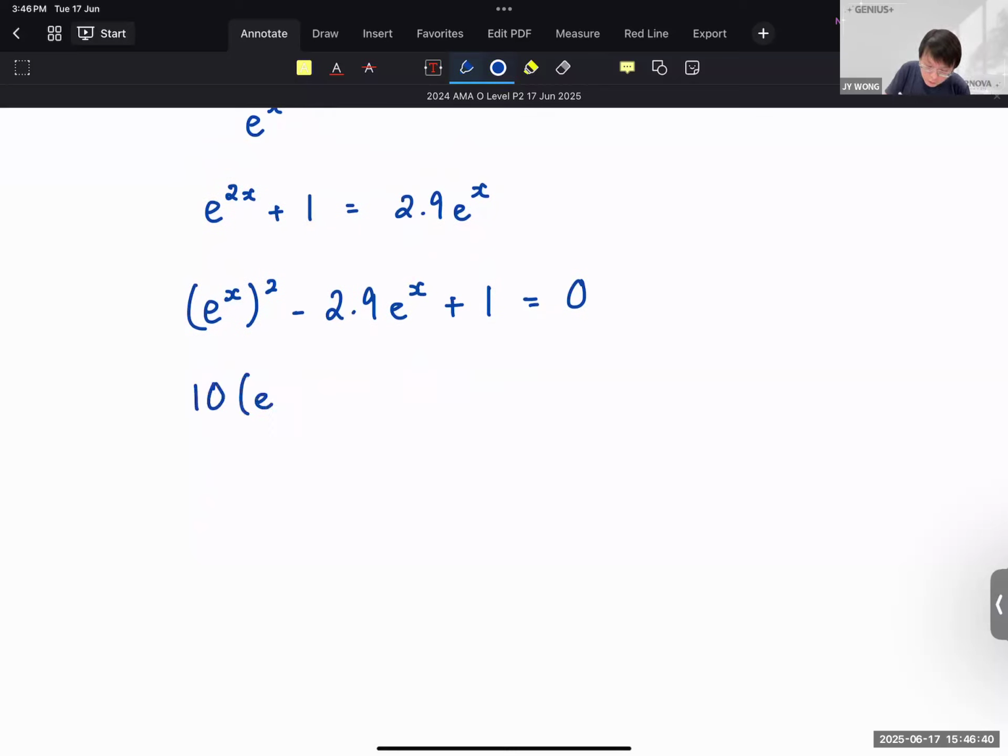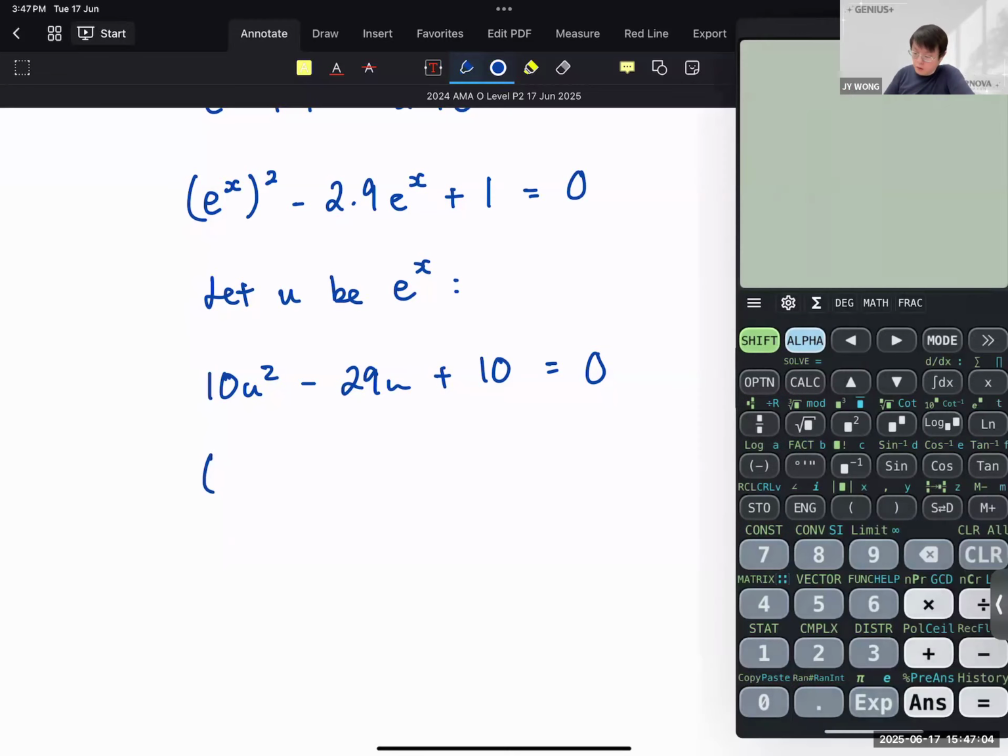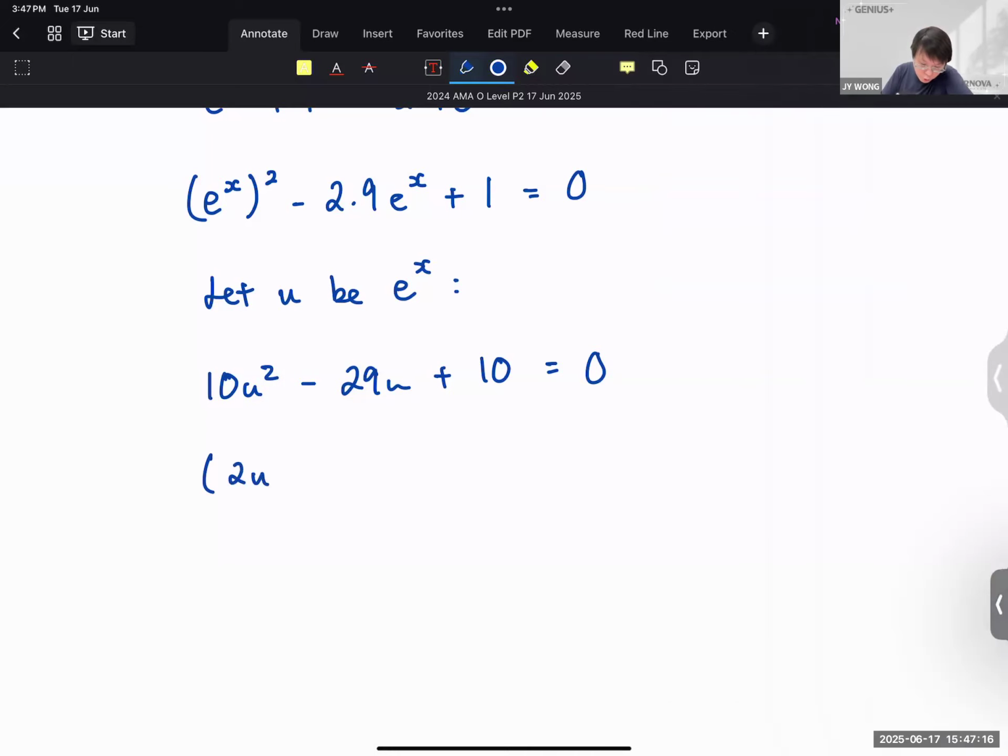So 10 bracket e to the power x. Here some of you will directly use substitution already. If you struggle to work with it directly, then you just let u be e to the power of x. And so you will have 10u squared minus 29u plus 10 is equal to 0. Therefore you can now use your calculator to factorize this. So 10, negative 29, positive 10, you'll get 2/5 and 5/2. So this will give you 2u minus 5 and 5u minus 2 equals 0.